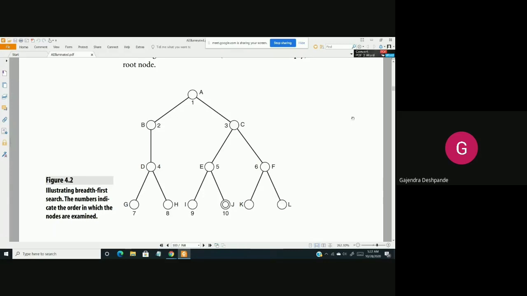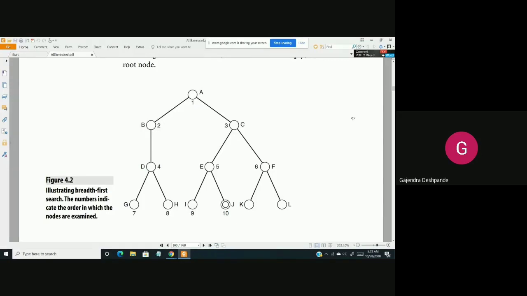On level 0 we have node A, so I will first visit A. In level 1 I have two nodes, B and C, so B comes first, C comes later. So from left to right I will visit B, then C. Then I will go to level 2. On level 2 I will first visit D, then E, then F. On level 3 I have a few more nodes, again I will start from the left. I will visit node G, then node H, node I, then finally I will stop at node J. I am not going to visit any further nodes. So this is how breadth first search works.